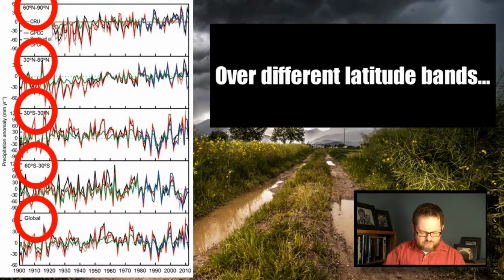And you'll notice that there are 1, 2, 3, 4, 5 graphs on this diagram. It's because those are for different regions of the world. The top graph is for the region from 60 north to the North Pole. The second graph is from 30 north to 60 north. The middle graph is for the tropics. The second from the bottom is for the southern hemisphere mid-latitudes. And the bottom graph is global. Okay, so that's all the differences between these different diagrams.